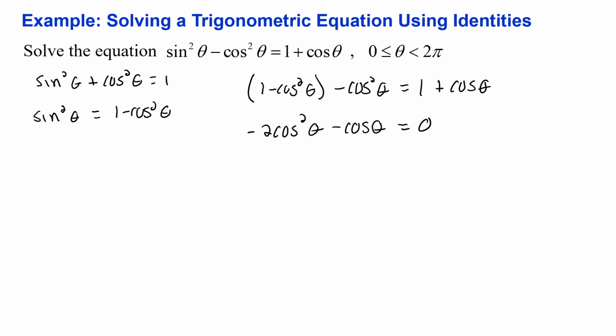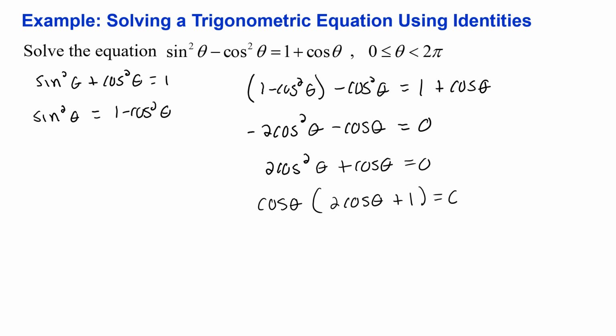I personally don't like having a leading coefficient that is negative on the quadratic term, so I'm going to divide both sides of the equation by negative 1 and write 2 cosine squared theta plus cosine theta equals 0. And now we can factor out a common cosine theta term, and we have the equation cosine of theta times the quantity 2 cosine theta plus 1 equal to 0. Now we use the zero product principle and we can set each factor equal to 0. So we have cosine of theta equal to 0 and 2 cosine theta plus 1 equal to 0.